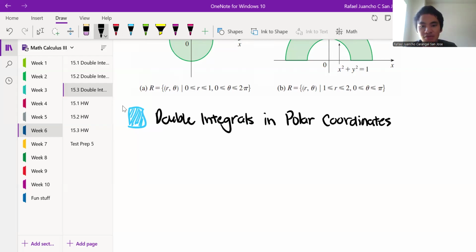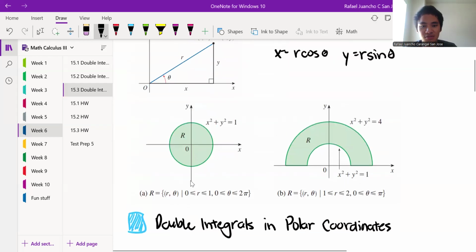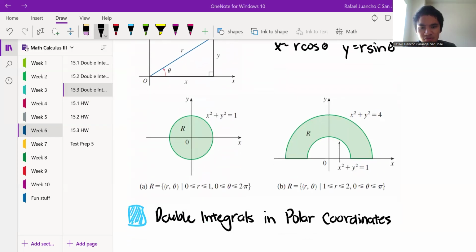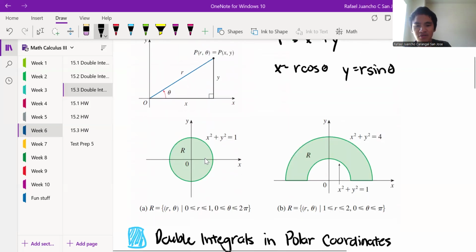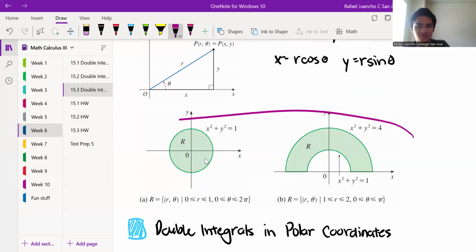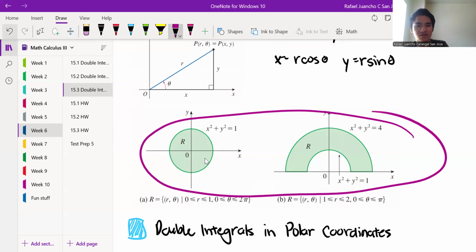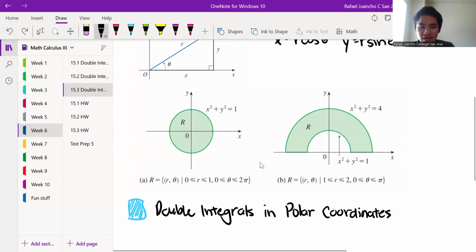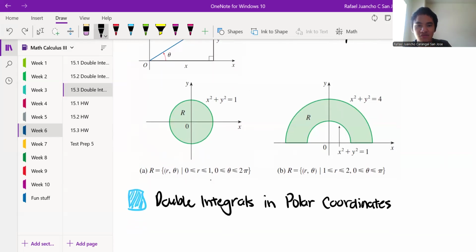Okay. So the regions in figure 2 are special cases of a polar rectangle. So this was figure 2. Wait, where was figure 2? Oh, apparently we call this a polar rectangle. Both of these things are polar rectangles. Now I need an explanation on why. Oh, it's because of these.